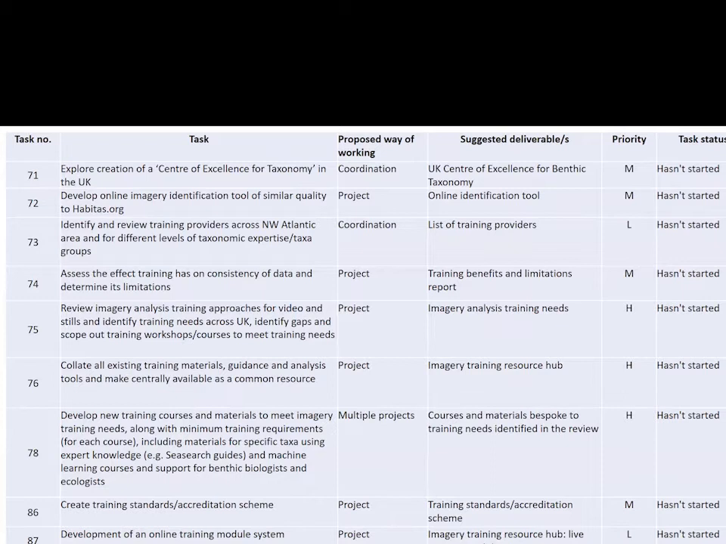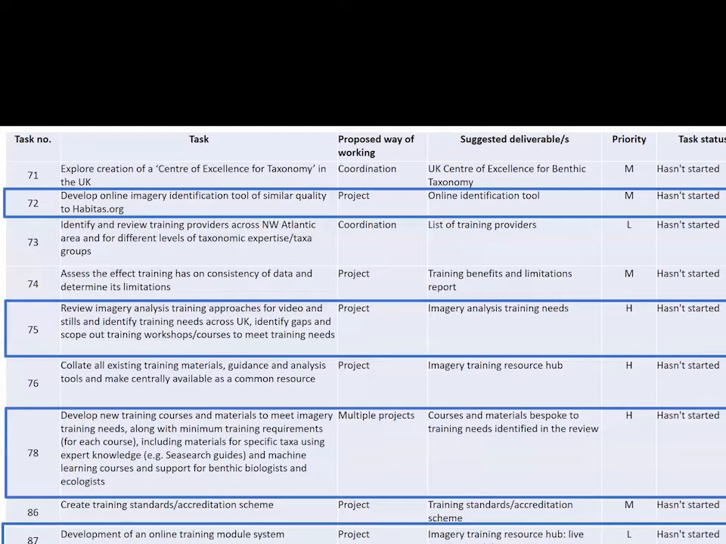If we look at the blue highlighted boxes, you can see that four of them are what we were discussing in the meeting that we had in November. And they were mostly around the more immediate needs that we have for training. So 72 is developing an online imagery identification tool. 75 is reviewing analysis training approaches, and then potentially having workshops to help develop these. 78 is developing new training courses and materials. And then 87 would be developing online training modules.